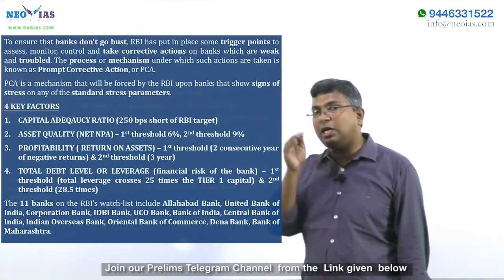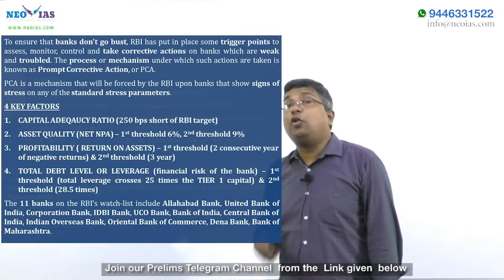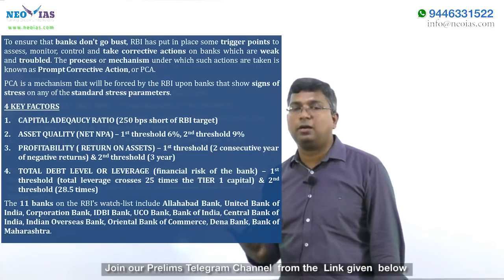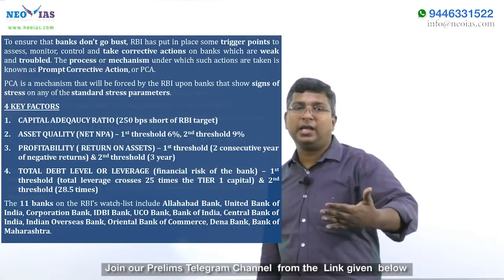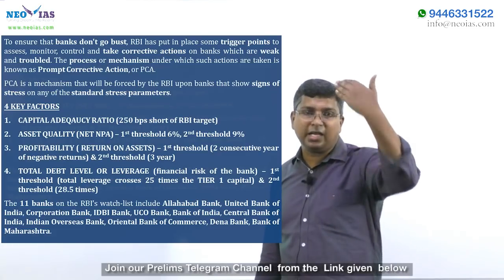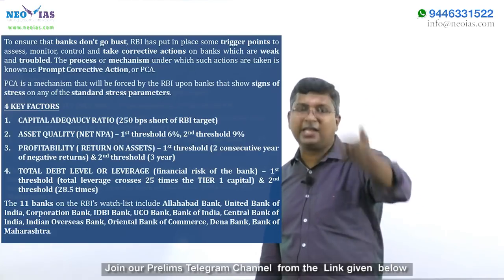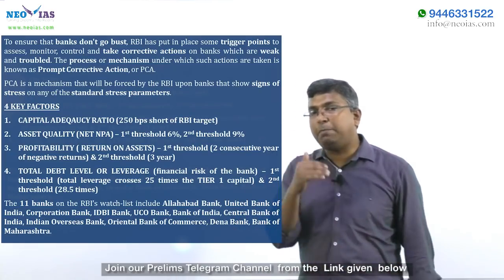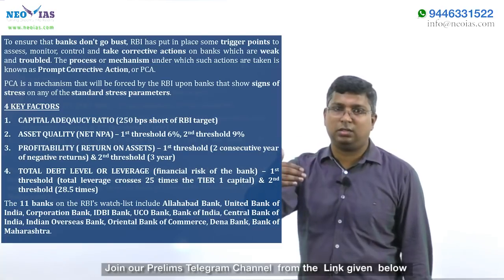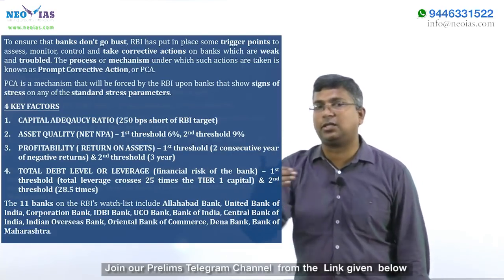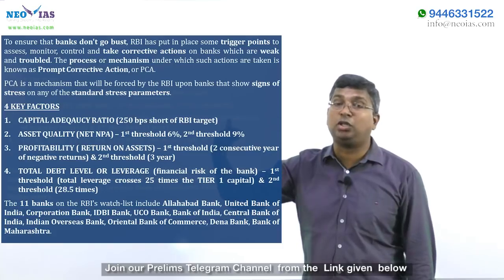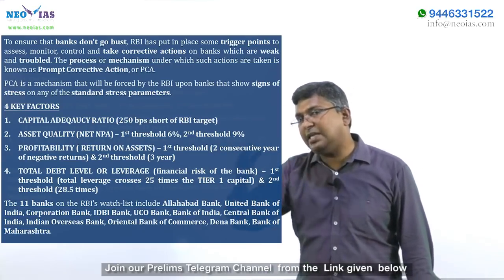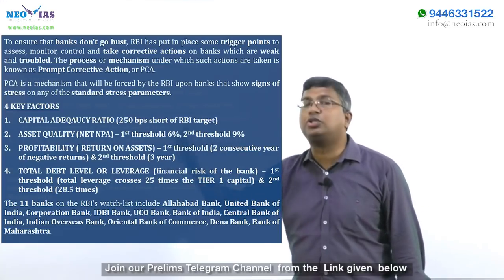If a bank is put under the PCA list, there will be many restrictions on the bank. RBI has 2 sets of restrictions: mandatory directions and discretionary directions given to the bank. There is a first threshold, a second threshold, and a third threshold. The third threshold means RBI will have a very, very stringent reaction. Depending upon the increase in the threshold, actions become more stringent.